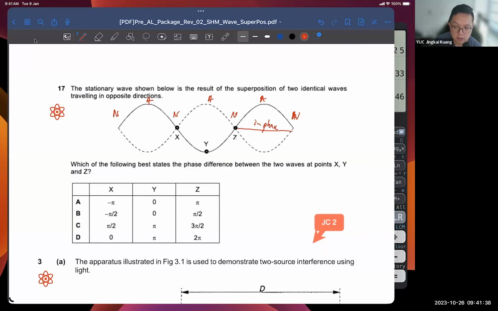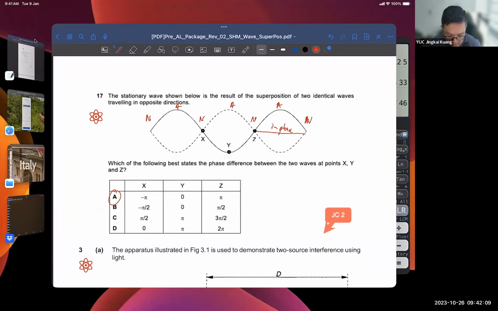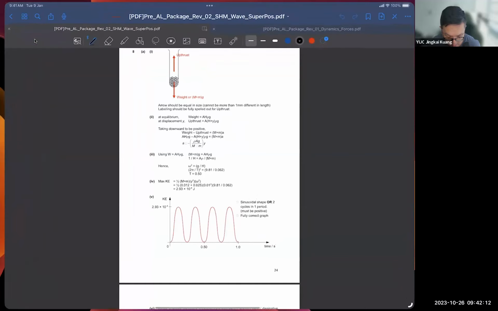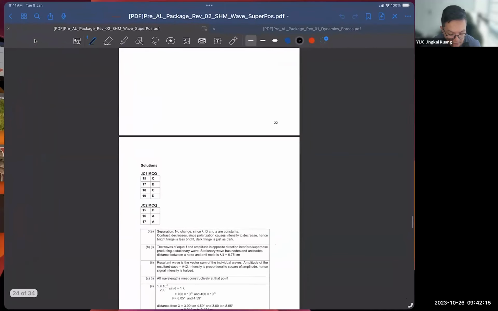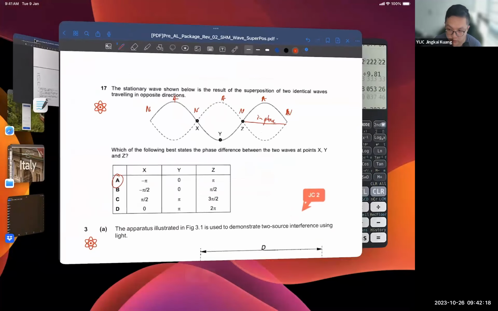So you want to find the phase difference between two waves at points X, Y, and Z. If you are at X and Z, you should be completely out of phase. Then Y is in phase. So X, Y, and Z: 0, pi, and negative pi. Is that the answer? I never checked as well. This is question 17 from second JC. Yeah, A. So you work by that notion.